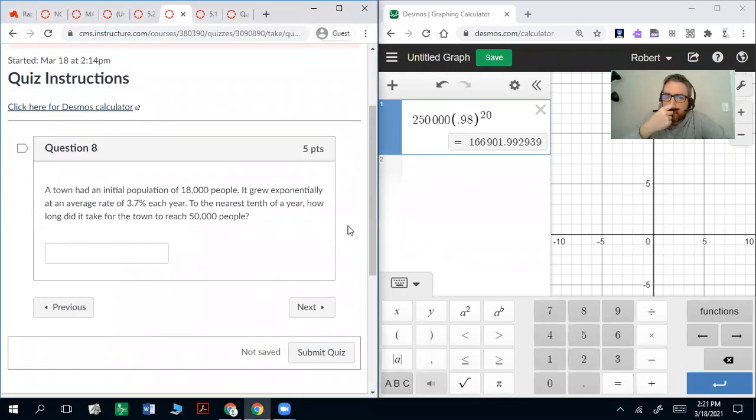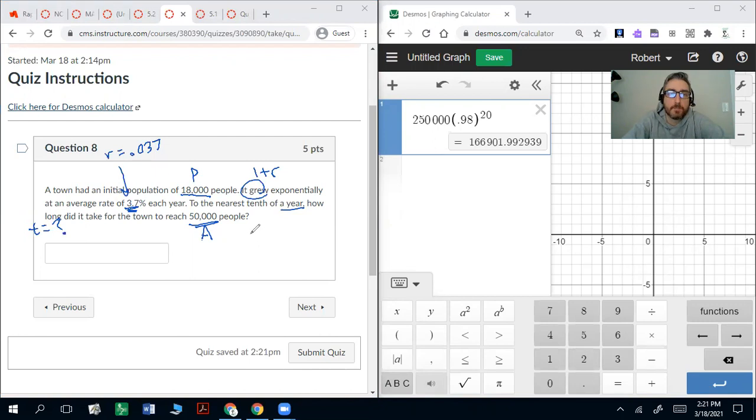Number 8. A town had an initial population of 18,000 people. It grew exponentially at a rate of 3.7% each year. To the nearest tenth of a year, how long did it take for the town to reach 50,000 people? So your initial amount, P, final amount, A, grew 1 plus R. R is 0.037. So we got everything to plug in, except we want to know to the nearest tenth of a year how long. We don't know the T.